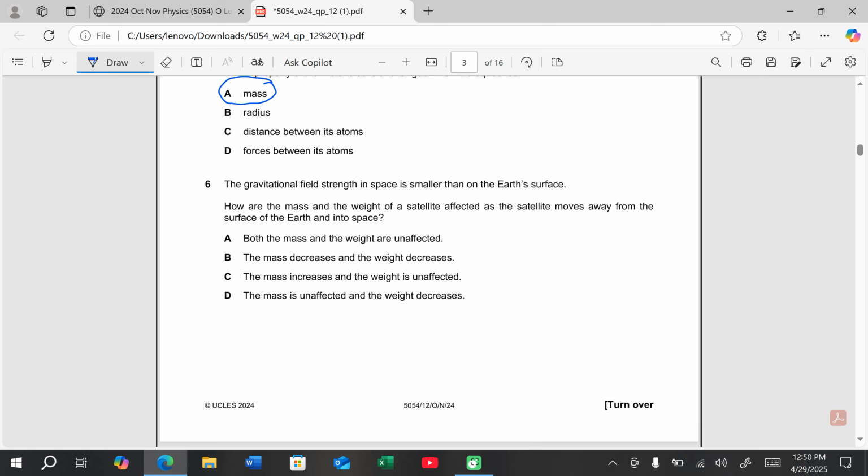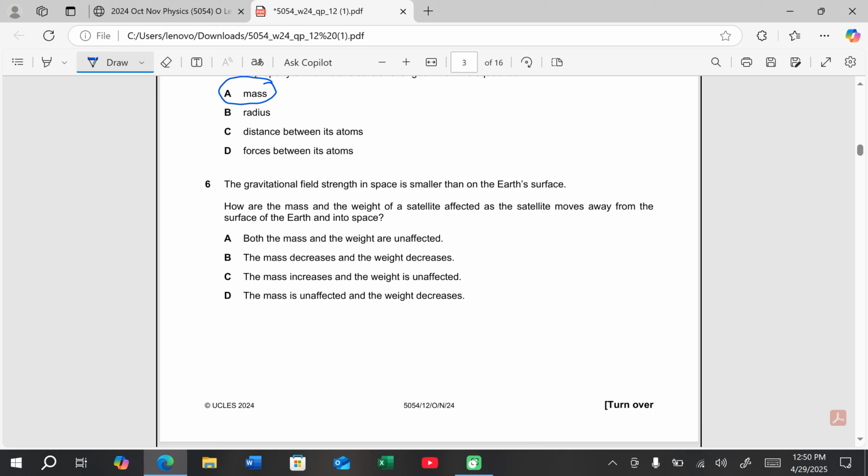Question number 6 says the gravitational field strength in space is smaller than on the Earth's surface. How are the mass and the weight of the satellite affected as the satellite moves away from the surface of the Earth and into space?